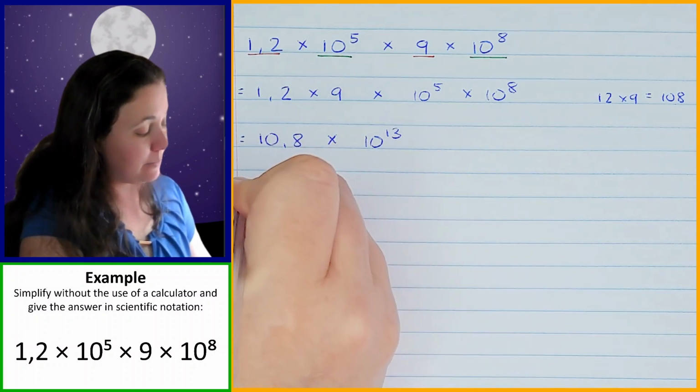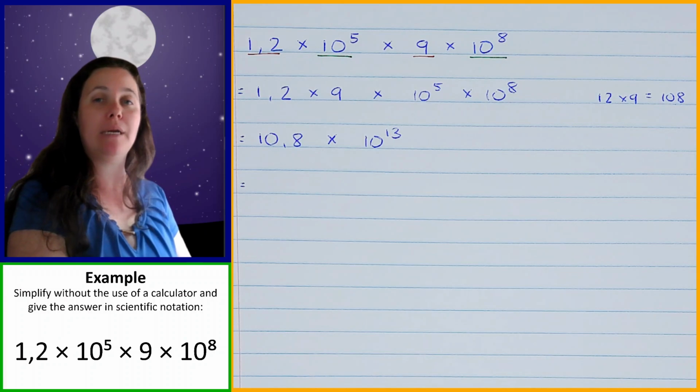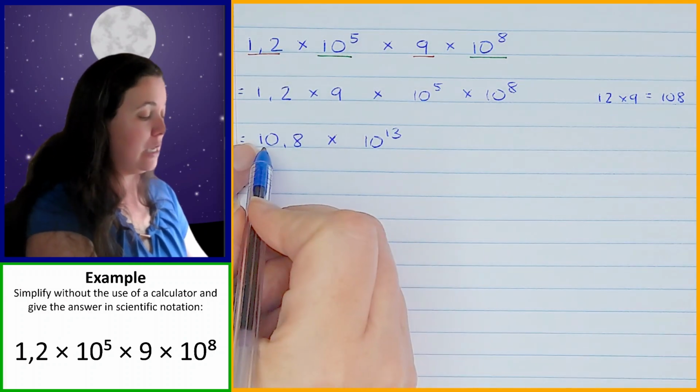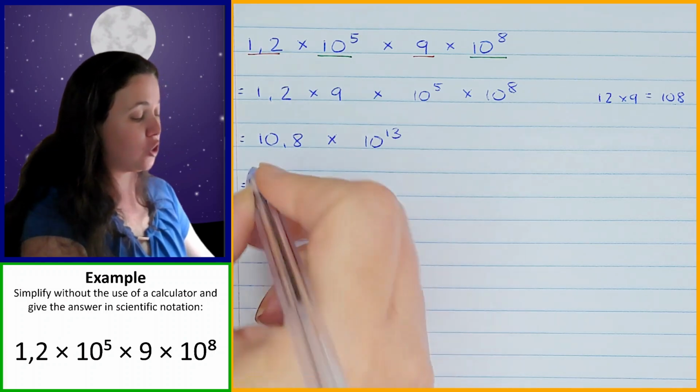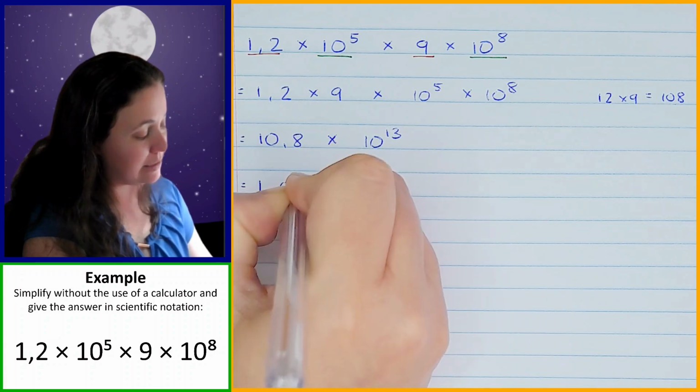So that means that remember, when we're writing scientific notation, the decimal point needs to always be after the first non-zero digit in your number. So over here, the first non-zero digit is this 1. So the decimal point needs to go after the 1. So that should be 1.08.